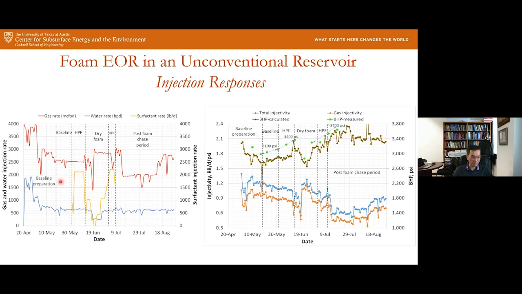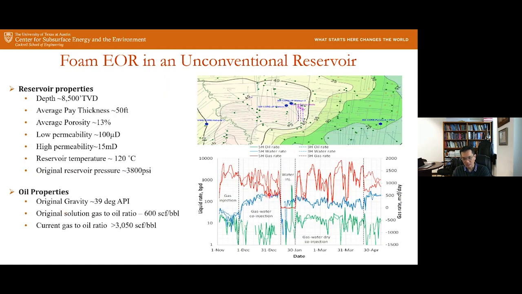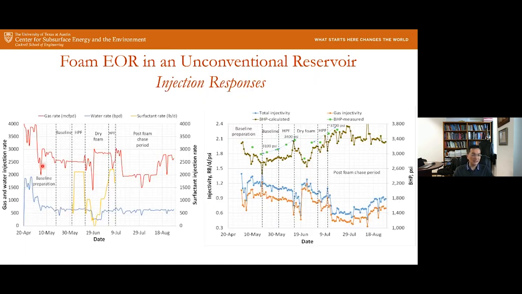First we prepare the baseline. For the baseline, we inject 80% gas and 20% water, so the baseline very much tries to mimic the co-injection before foam injection. After that, we go into high performance foam, where we inject surfactant in the water phase, with exactly the same injection foam quality, meaning the injection gas fraction.